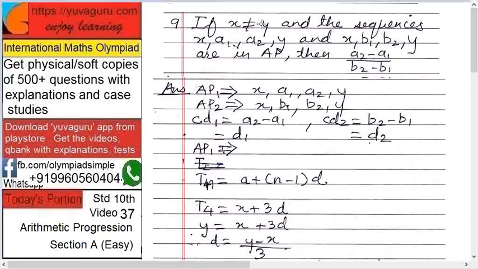Next, if x is not equal to y and the sequences x, a1, a2, y and x, b1, b2, y are in AP, then a2 minus a1 upon b2 minus b1 is, means we have to find basically a2 minus a1 upon b2 minus b1. Now what is given? X is not equal to y. And between these numbers x and y there are again two numbers in one sequence, a1 and a2, and b1 and b2 in the other sequence, and both the sequences are in AP.